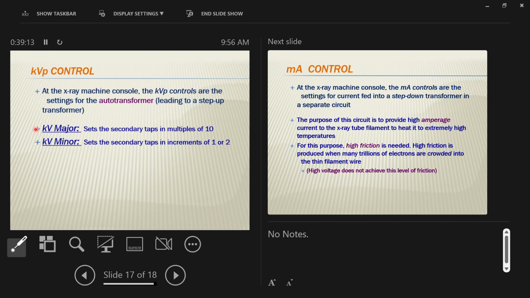So that's KVP. What is voltage for an electric circuit, like a battery feeding a flashlight? What does voltage do?